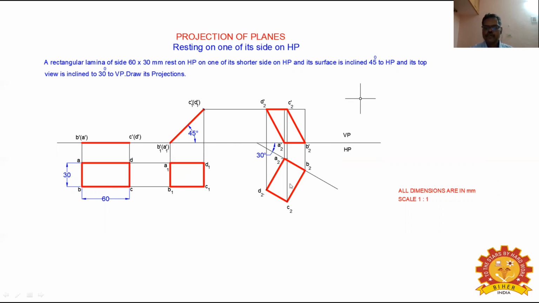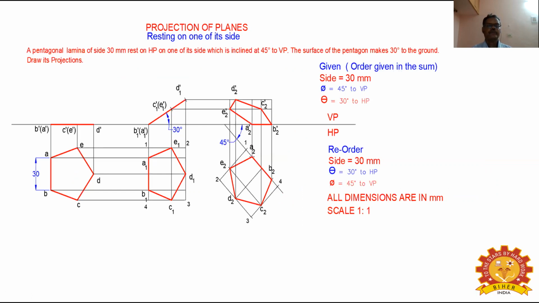Now move on to the second one. Here a pentagon lamina of side 30 mm rests on HP on one of its sides, which is inclined at 45 degrees to VP. The surface of the pentagon is inclined 30 degrees to HP. Draw its projections.